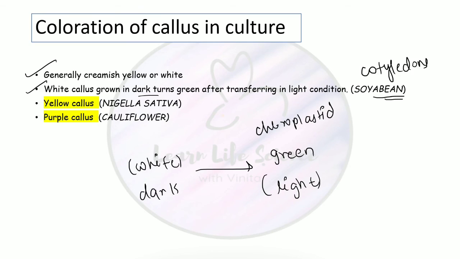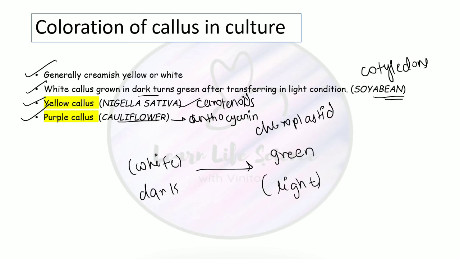Similarly, Nigella sativa gives us yellow callus, whereas in the case of cauliflower, the callus color is purple. The yellow color is due to the production of carotenoids in the callus, whereas the purple color is due to the production of a pigment named anthocyanin. So you can also use it for secondary metabolism study.